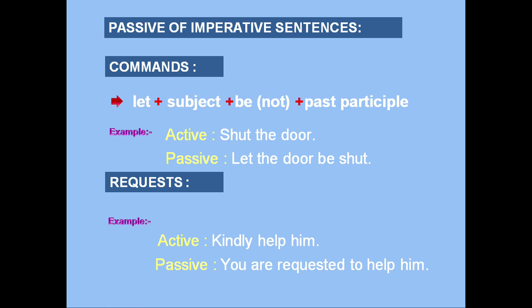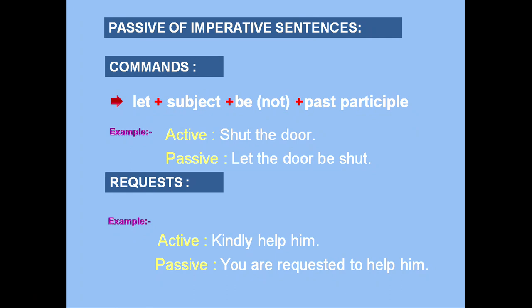Now, how are the passives of imperative sentences changed? Let's come to imperative sentences. First, what are imperative sentences? Children, I'm sure that you know that imperative sentences are the sentences which convey a command or a request. Like, shut the door. You are told to shut the door. So, how will you change it into passive voice? You will use let. Let the door be shut. Again, shut the door. The door is the subject and you will use let the door be shut.